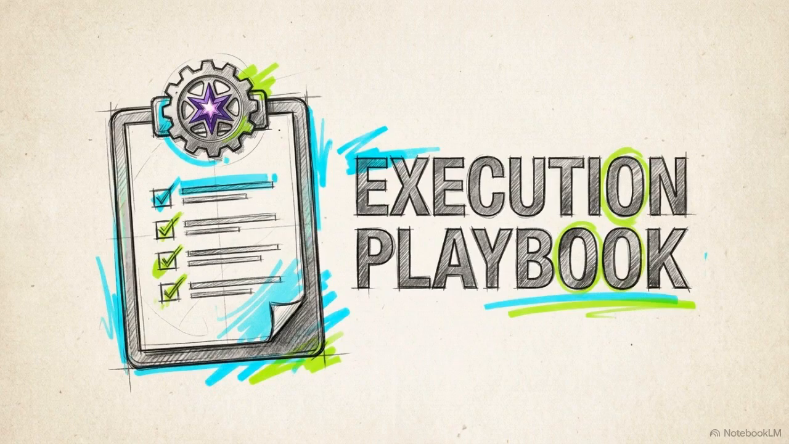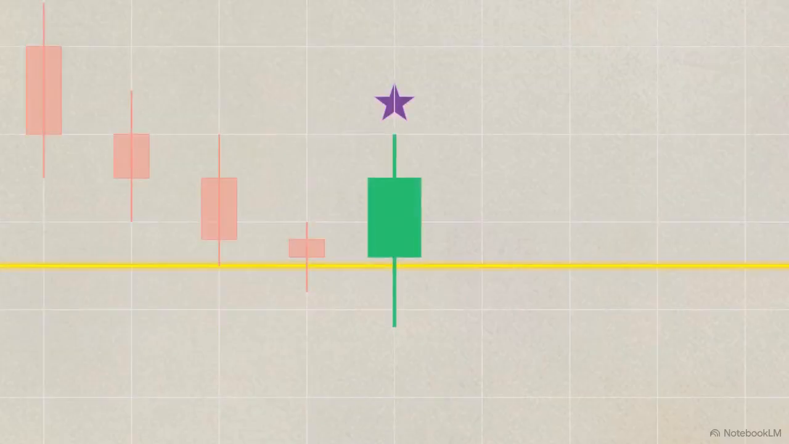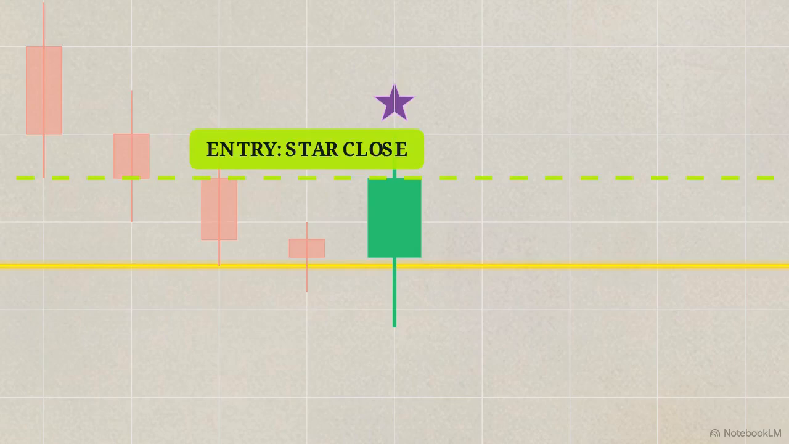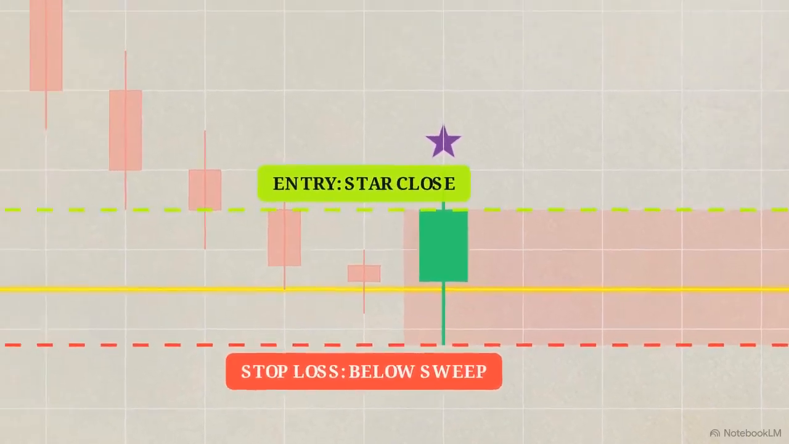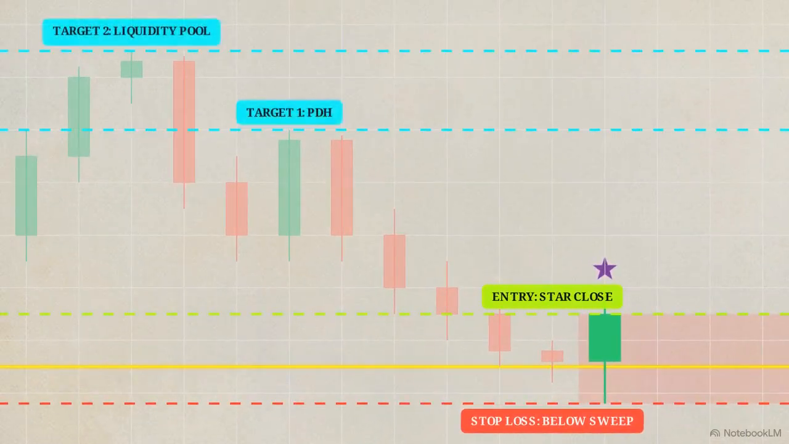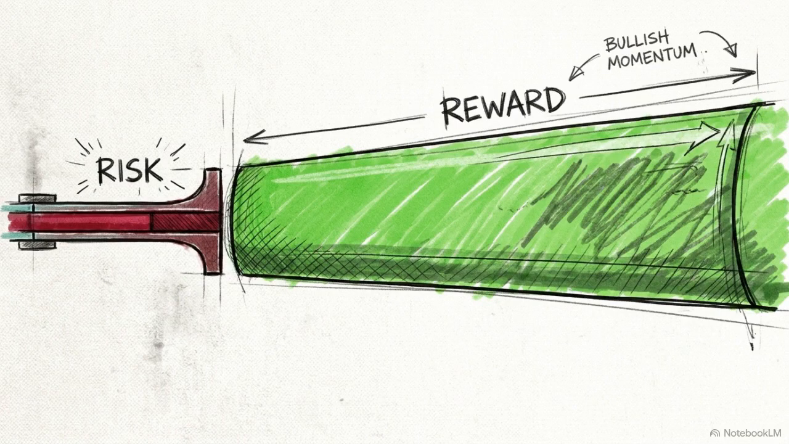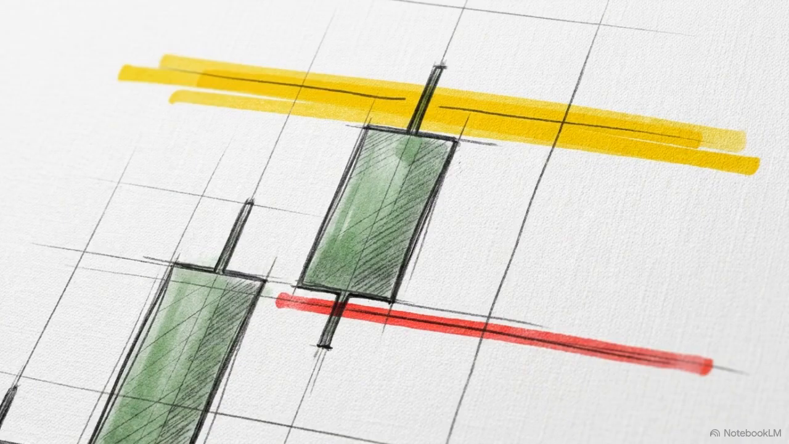With our signal confirmed, we move to a strict mechanical execution process. Our entry is executed precisely at the close of the purple star candle. Place your stop loss strictly below the absolute low of the sweep wick. Finally, align take-profit exits with the prior regular trading hours high or the nearest liquidity pool. Following these placement rules guarantees an asymmetrical risk-to-reward ratio.